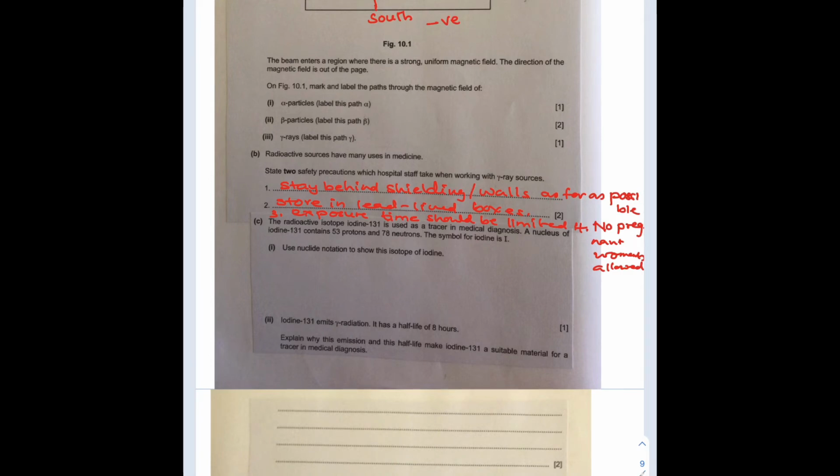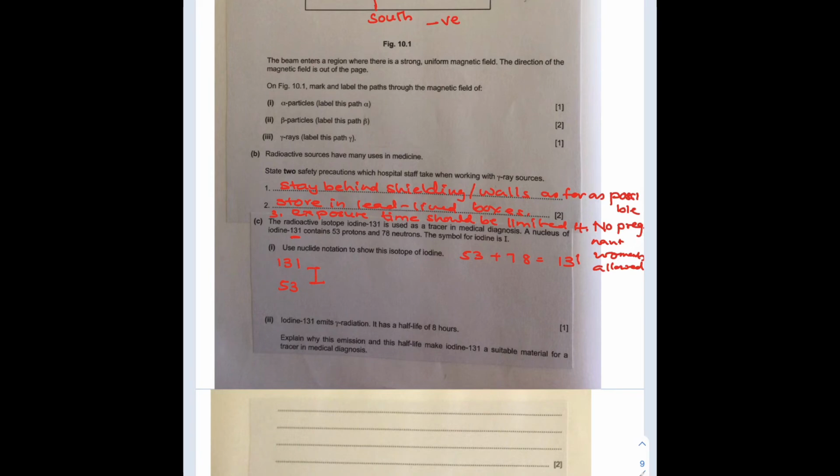Part C. The radioactive isotope iodine 131 is used as a tracer in medical diagnosis. A nucleus of iodine 131 contains 53 protons, 78 neutrons. The symbol of iodine is I. Use nuclide notation to show this isotope of iodine. It says proton 53 plus neutron 78. 78 plus 53 is 131. Okay, it says iodine 131, correct. So I, proton number is 53. So atomic number 53, mass number 131. That's nuclide notation.